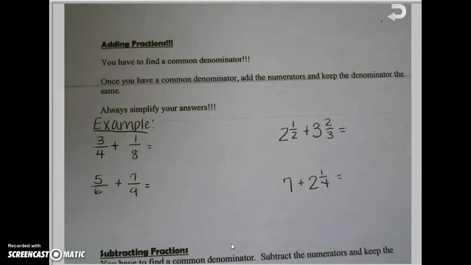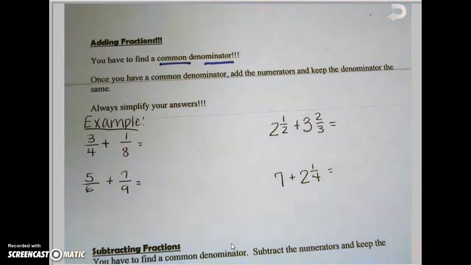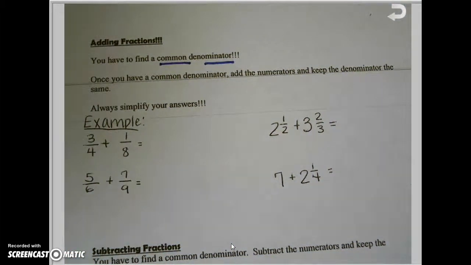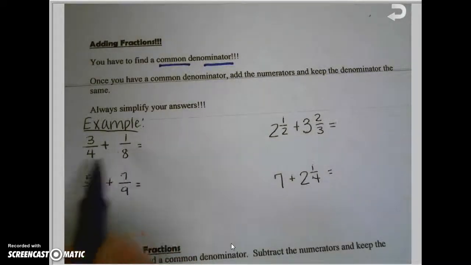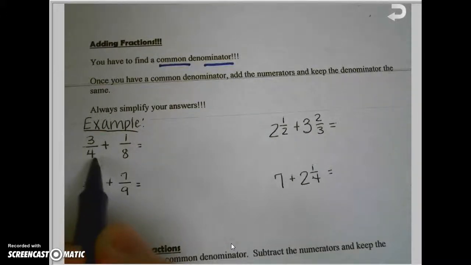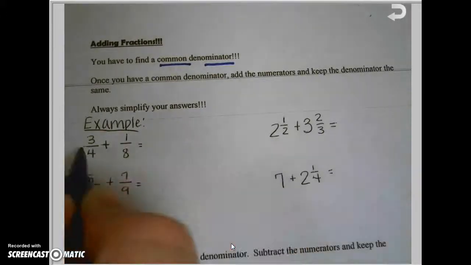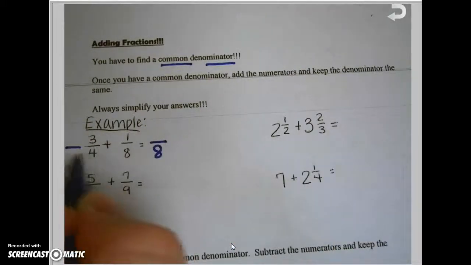Adding and subtracting fractions, you have to have a common denominator. So once you have your common denominator, you just add the numerators and keep the denominators the same. So let's go to 3/4 and 1/8. So you have fourths and you have eighths. You need to get the common denominator. So 4 and 8, you would need to convert it to eighths. So I need to basically convert 3/4 to eighths.